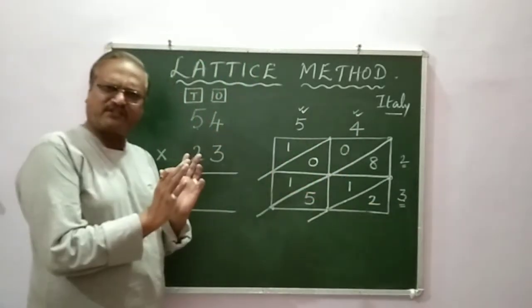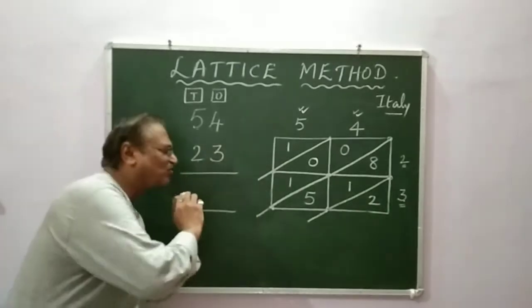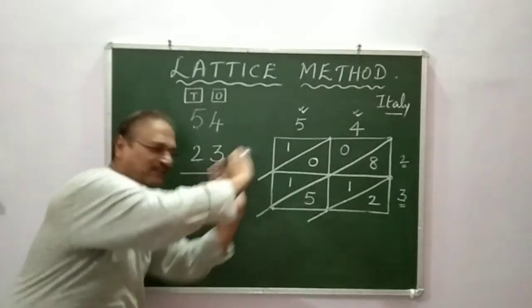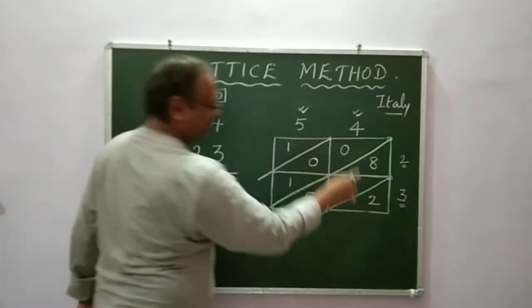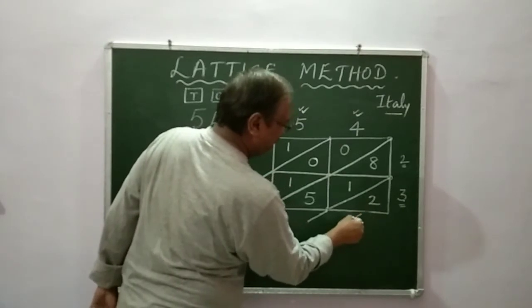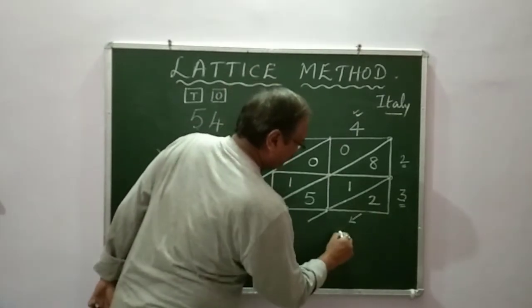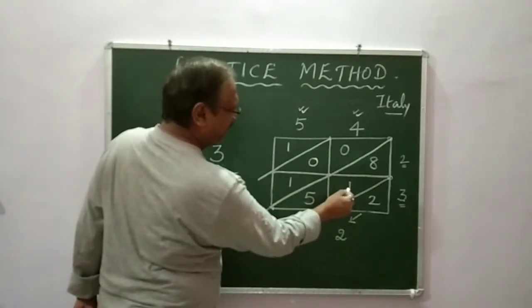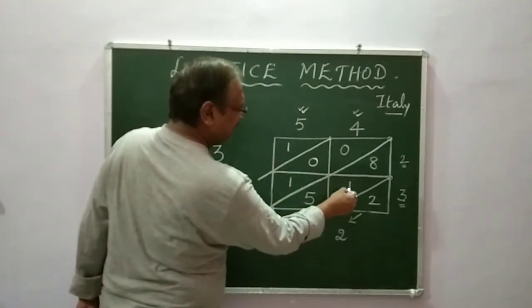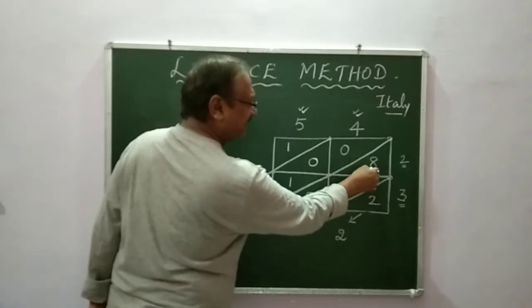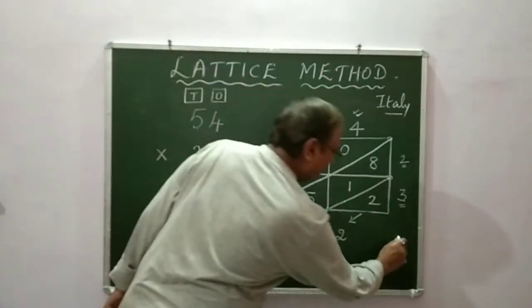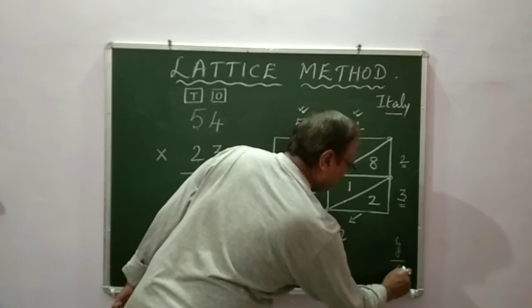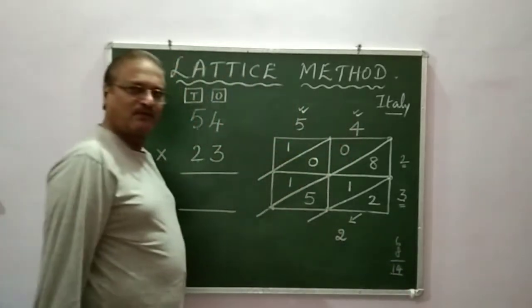Don't worry. Now what you have to do? You have to watch like a telescope. Like this. First take this number 2. Write it here: 2. Next, 5 plus 1 is 6. 6 plus 8. How much? 6 plus 8 is 14.